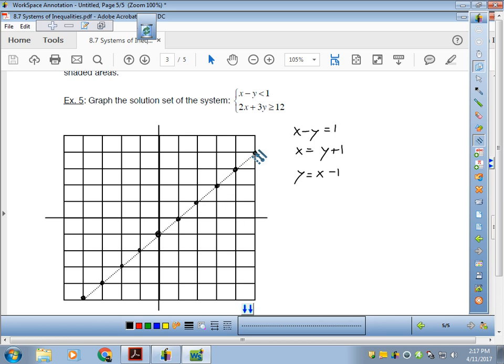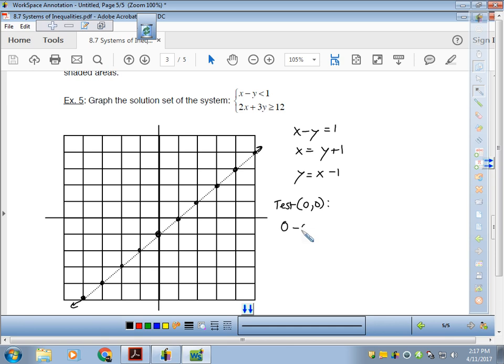I'm just going to connect all of those together with a dotted line and put arrows on the ends. And then I want to see which way we should shade it. So I'm going to use a test point. I'm going to use 0, 0 because it's not on the line. So I'm going to test 0, 0 for this original inequality.